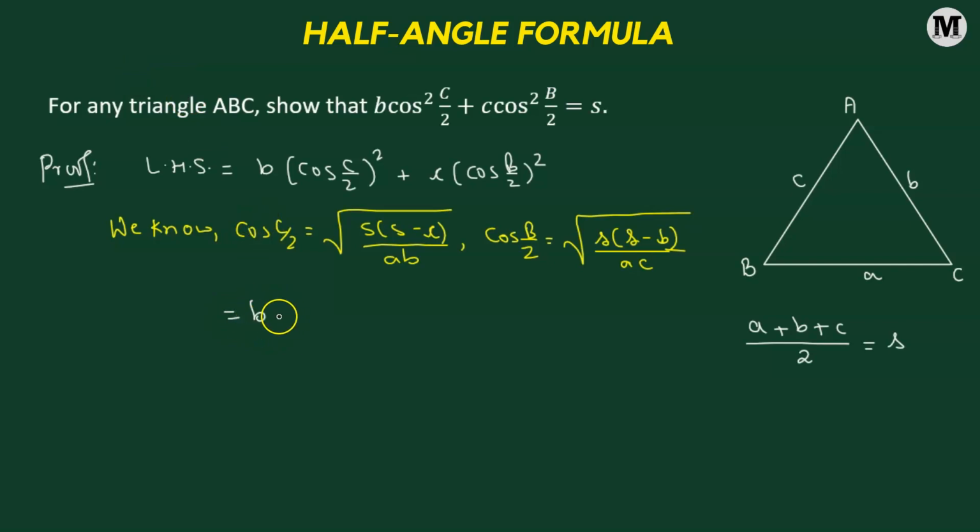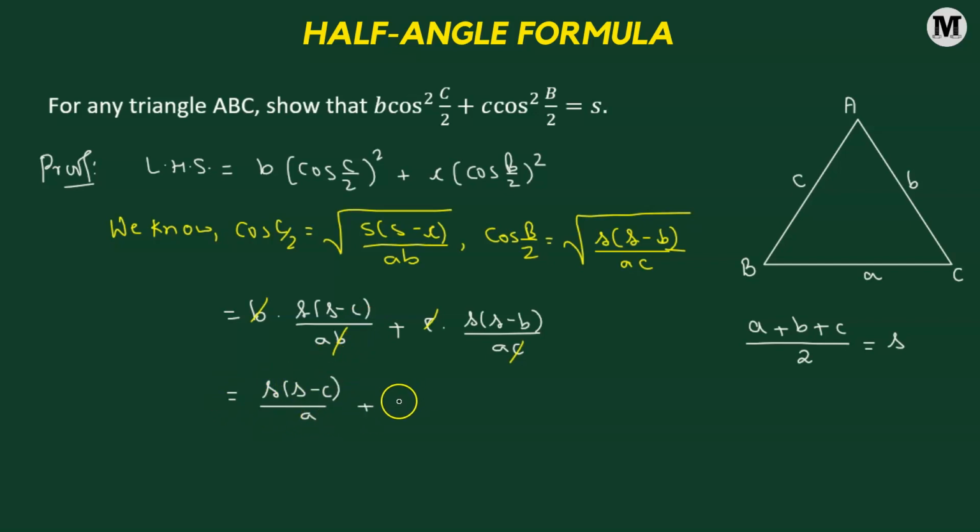Now let's substitute these values in the left-hand side. So we have b multiplied by s times s minus c divided by ab, added to c multiplied by s times s minus b whole divided by ac. Now what we'll do, we will factor out b from the numerator and the denominator for the first term, and for the second term we can factor out c from the numerator and the denominator. Now that's going to leave us with s multiplied by s minus c whole divided by a, added to s times s minus b whole divided by a. Now we can take s over a as the common factor from the two terms. Now that's going to leave us with s minus c plus s minus b.